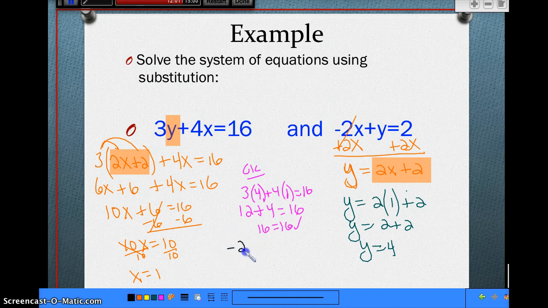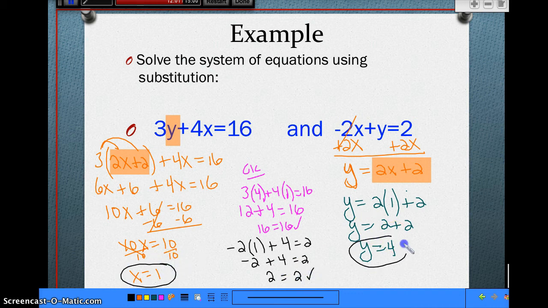All right, check number 2. That's the second equation. Negative 2 times x plus y. Does that equal 2? Well, negative 2 plus 4 is 2, and does 2 equal 2? So I now know that these two answers are correct.